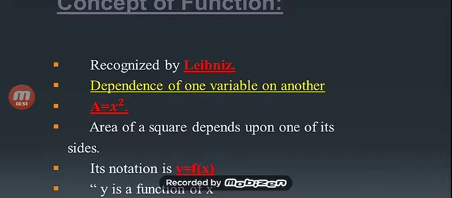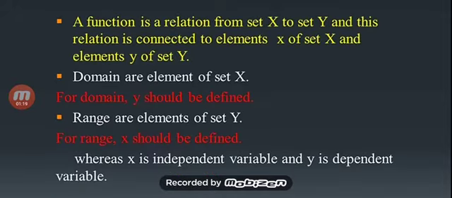For example, area of a square depends upon one of its sides. A is equal to x square. Area is a variable and similarly x is a variable. Two variables are involved. One is dependent variable and other is independent variable. Now the notation of function, its notation is y is equal to f of x and read as y is a function of x.